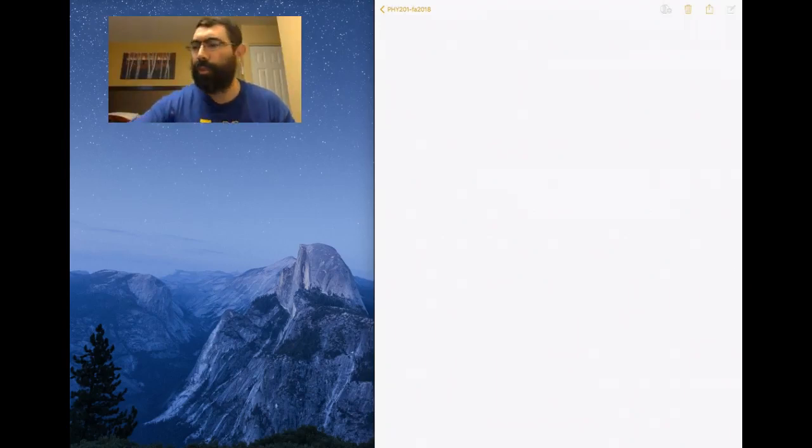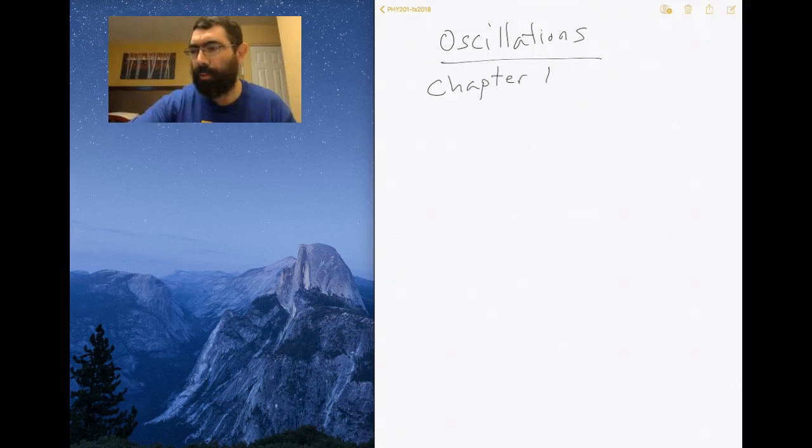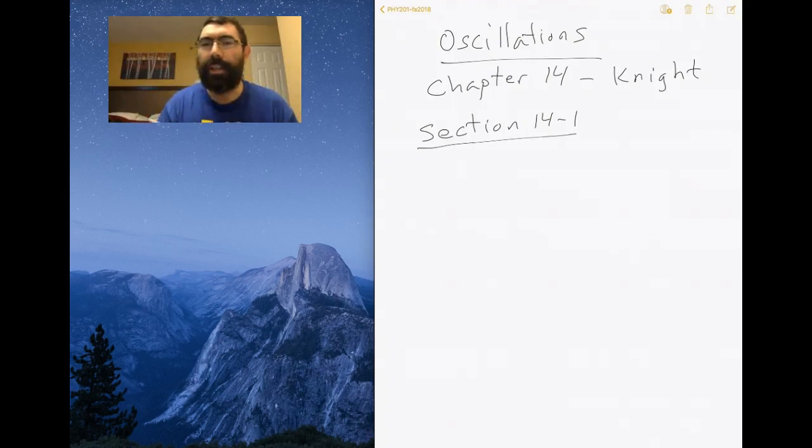So what I like to do is go over the topic of oscillations. This is from chapter 14 in our book, College Physics by Knight. And so if I start in the first section, 14.1, then this is basically going to give us some definitions of what an oscillation is.